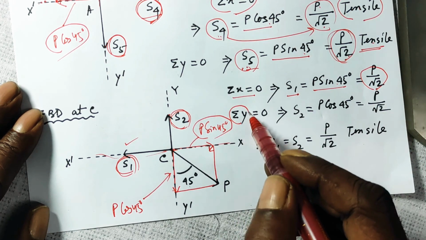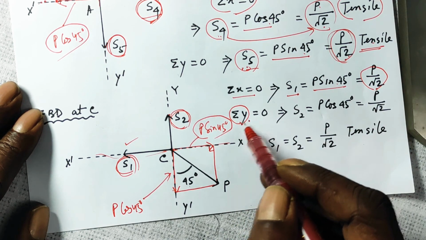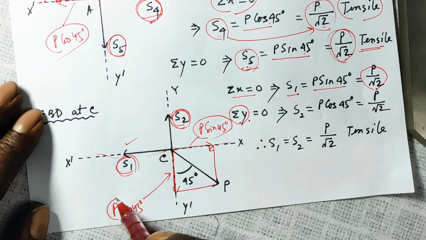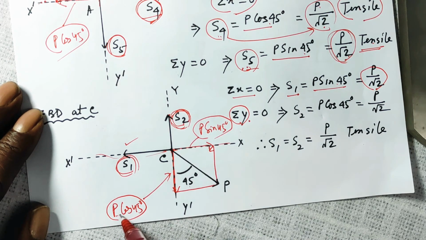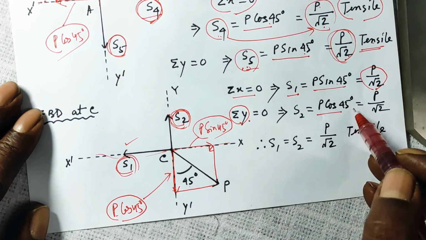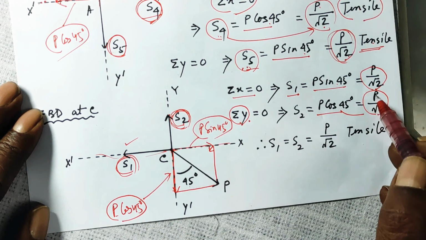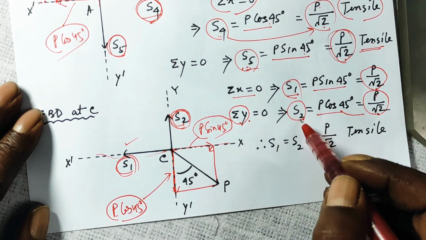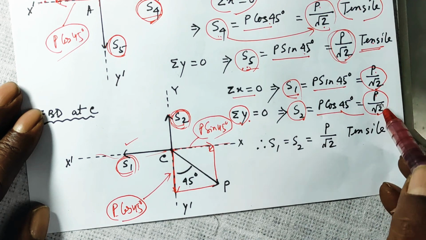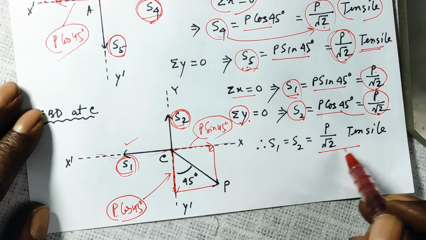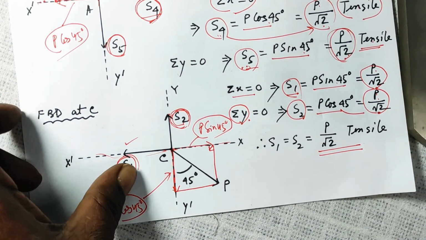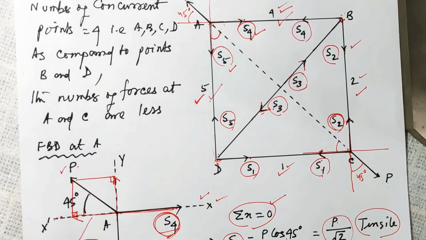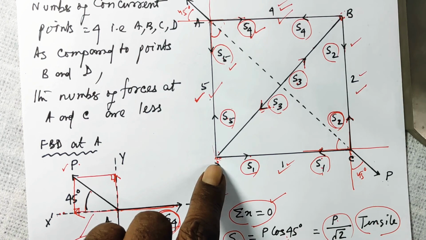Similarly, if you consider the y-axis, sigma y is equal to 0, S2 will be equal to this much, then only sigma y will be 0. So S2 is equal to p cos 45. Put the value of cos 45. So that also comes out to be p over root 2. So S1 and S2 both are equal in magnitude, p over root 2, and both are also tensile forces.